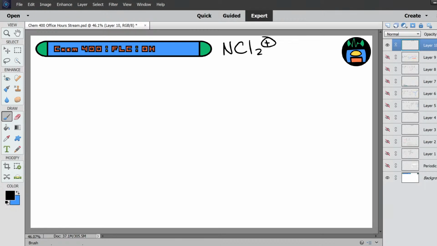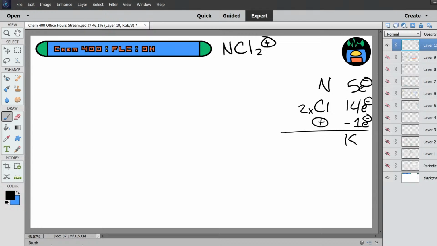All right, so to figure out the geometry first, we need to draw a Lewis structure. And to do that, we need to start by counting our electrons. So nitrogen has 5 valence electrons. Chlorine has 7. But because we have 2 of them, that means chlorine is bringing 14 valence electrons. And now we have this positive charge, which means that we have 1 fewer electron than we should. So we have to subtract 1 from our total count. So instead of having 19 electrons, we will have 18 electrons to spend to build this structure.